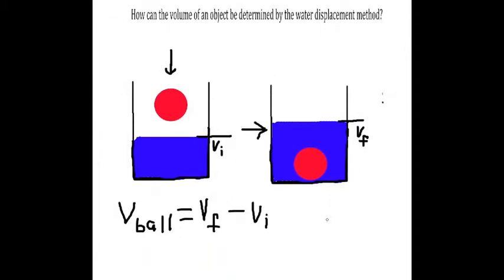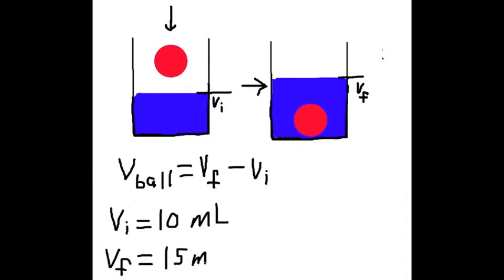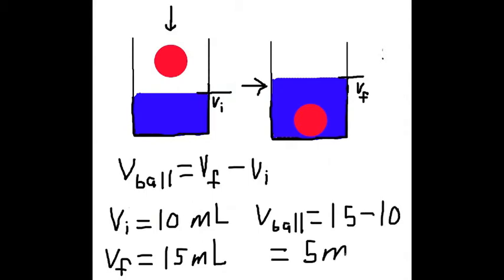Now, let's try using this equation with values for the final and initial volume of the water. Suppose that the initial volume measured was 10 milliliters, and that the final volume was 15 milliliters. Using the equation above, the volume of the ball is simply 15 minus 10, or 5 milliliters.